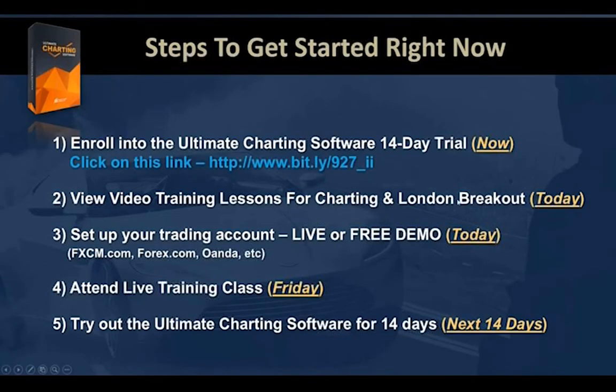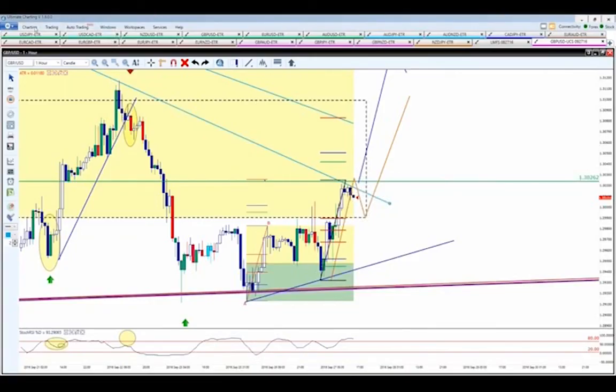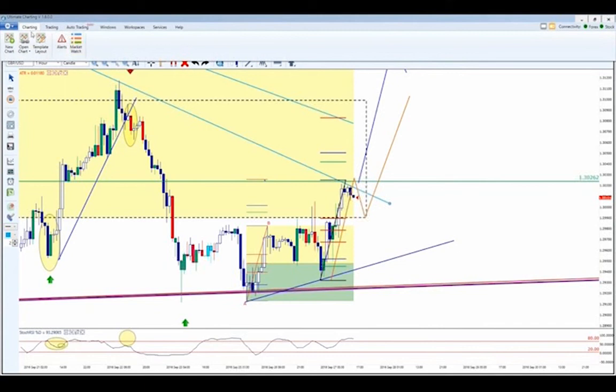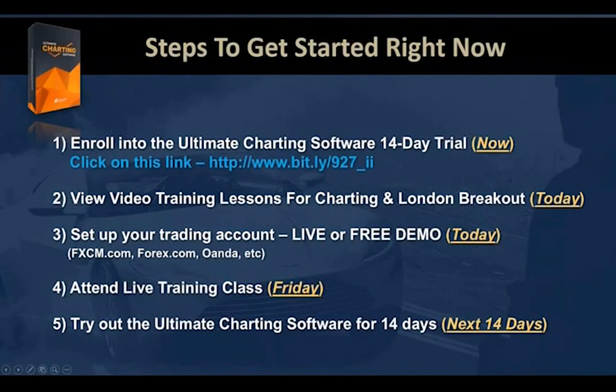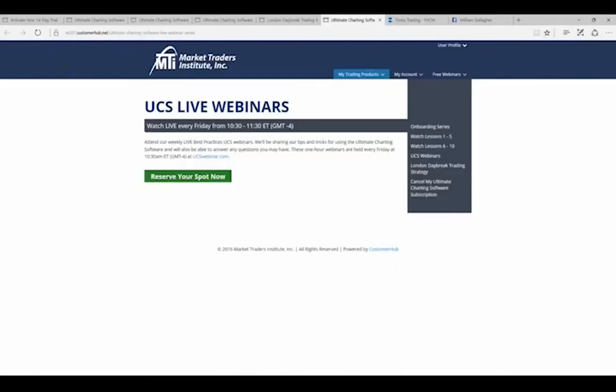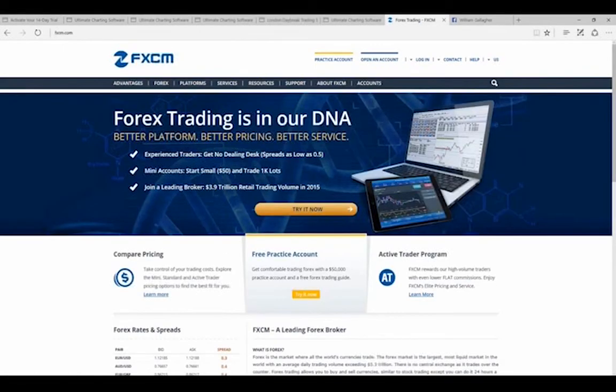That's the next step. After you go through the lessons, today you can also set up a demo account. You can set up a demo account right from our charts, and we can show you how to do that. But if you want to be a little more advanced and set up a demo account with a broker, the broker I use is FXCM.